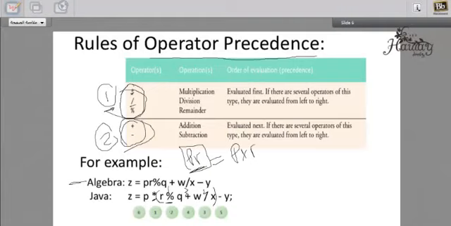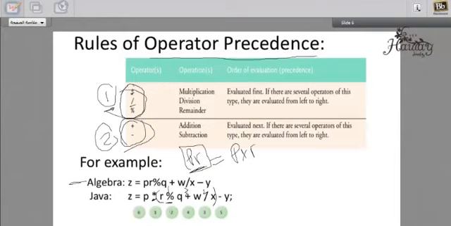Once we finish this, we go back and perform our multiplication. So we will multiply P by the output of this bracket. After we work out this bracket and get the answer, we will multiply it by T. Then eventually we will subtract Y. Now, let me give you another example.